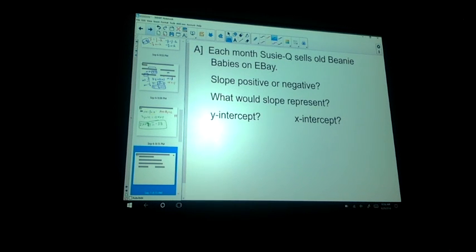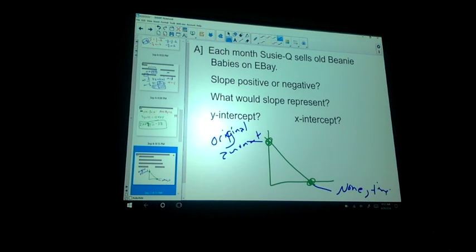Okay, each month Susie Q sells old Beanie Babies on eBay. Is the slope positive, negative? What would the slope represent? Y-intercept, x-intercept. Okay, so I would imagine this is what her graph would look like, where this right here was the original amount of Beanie Babies. Okay, this means she has none left, and then the time or the days. Okay? Slope would be negative.